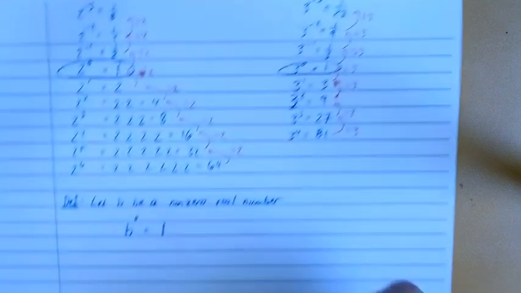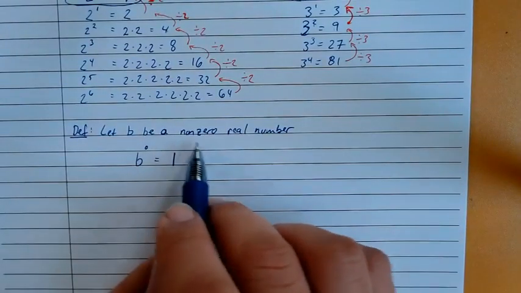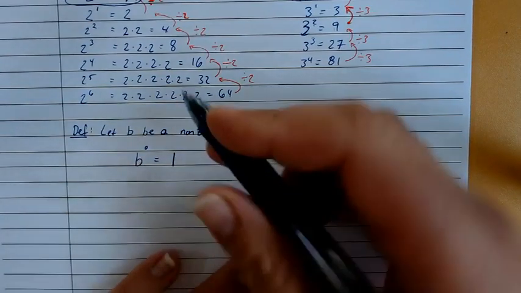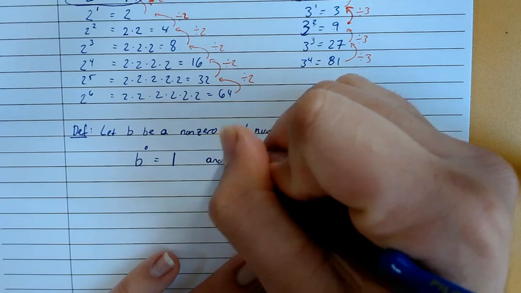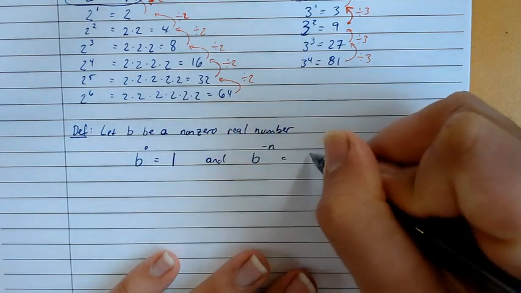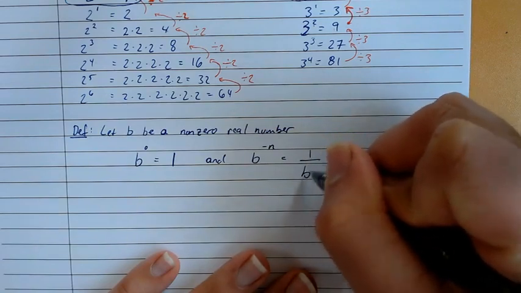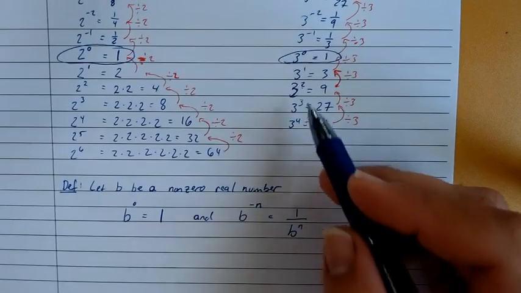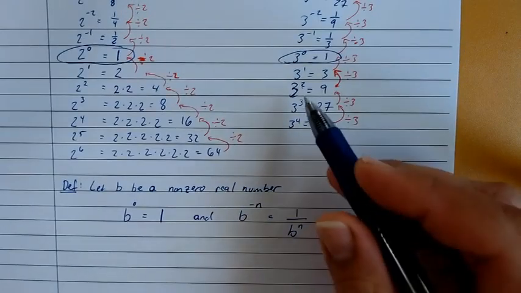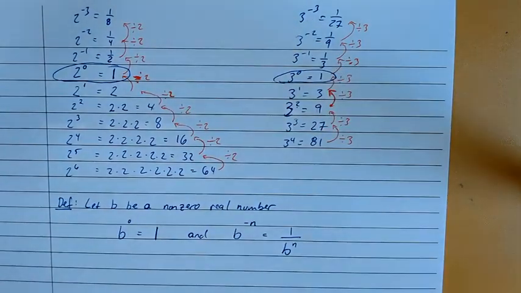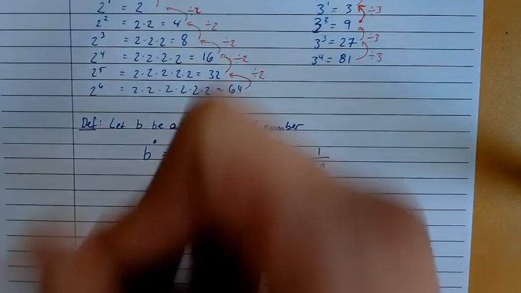So that's our definition. If b is a non-zero real number, b to the 0 is equal to 1, and b to the minus n is equal to 1 over b to the n. So if I have b to the power 3, that's going to be the reciprocal of b to the negative 3, like that.